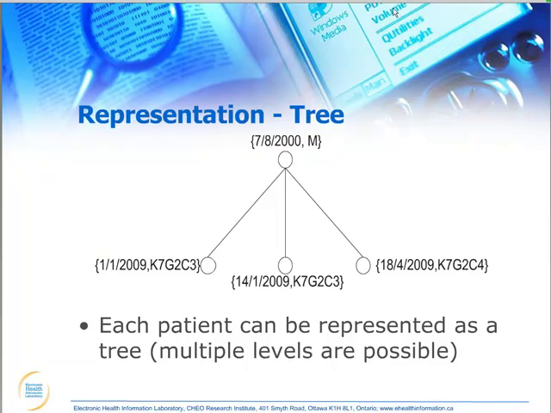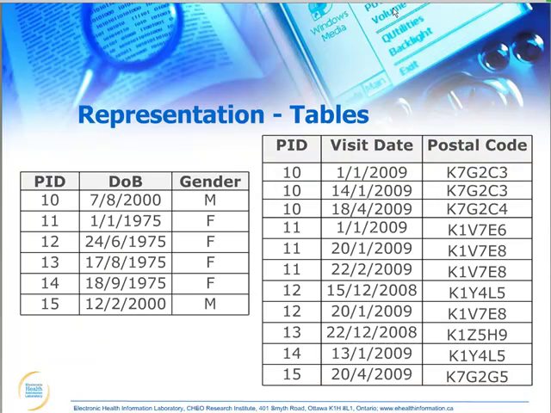An example of a longitudinal data set, when you represent it as tables, would be like this. Here we have 6 patients with a patient ID from 10 to 15, and for each patient we have a date of birth and a gender. That's in the table on the left, and in the table on the right we have the visit information, and each patient can have 1 or more visits. Patient number 10 had 3 visits, and for each visit we have the visit date and the postal code that the patient lived at during that visit. So essentially a very simple 2-table representation.